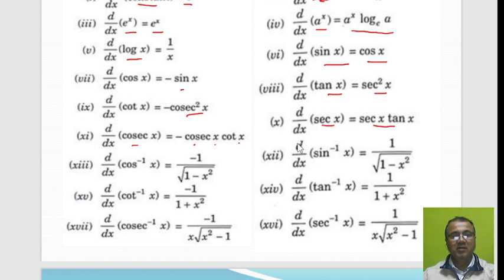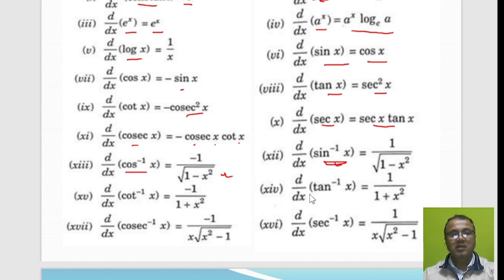Similarly, some more derivatives are there, d/dx of sin inverse x, that is inverse trigonometric functions. I think you have done this in inverse trigonometric functions, that is chapter 2. So we also have to find the derivative of inverse trigonometric functions. The derivative of sin inverse x is 1 by root over of 1 minus x square. The derivative of cos inverse x is minus 1 by root over of 1 minus x square.